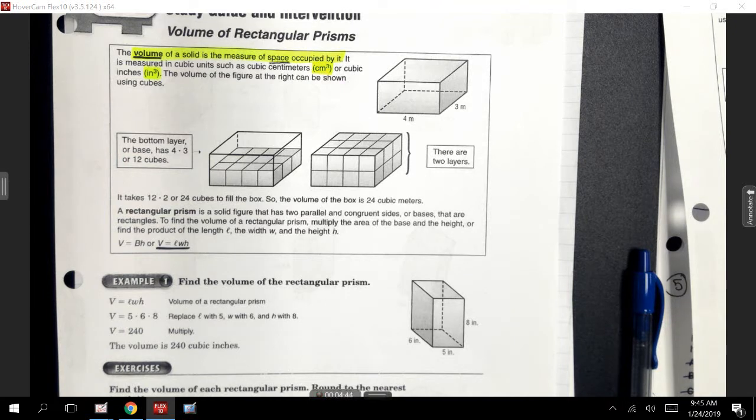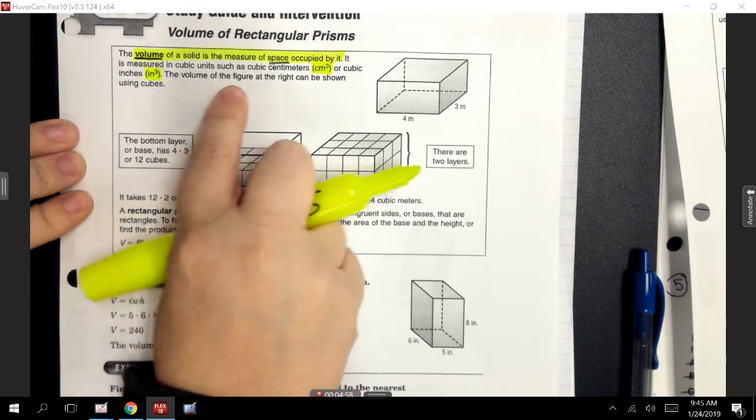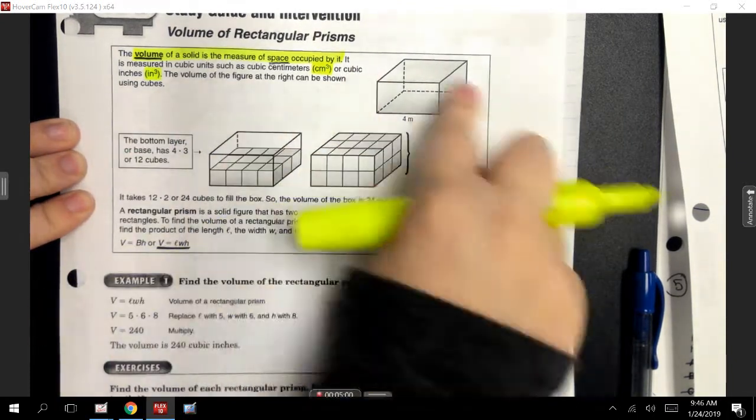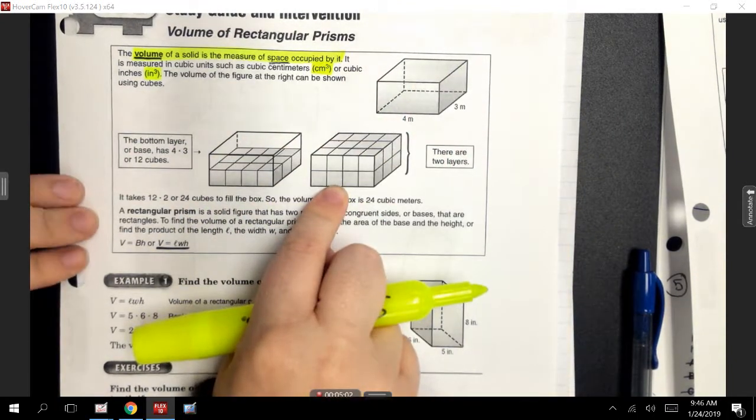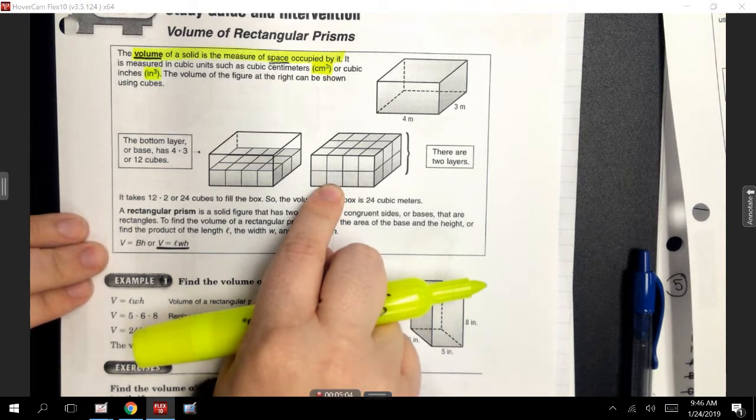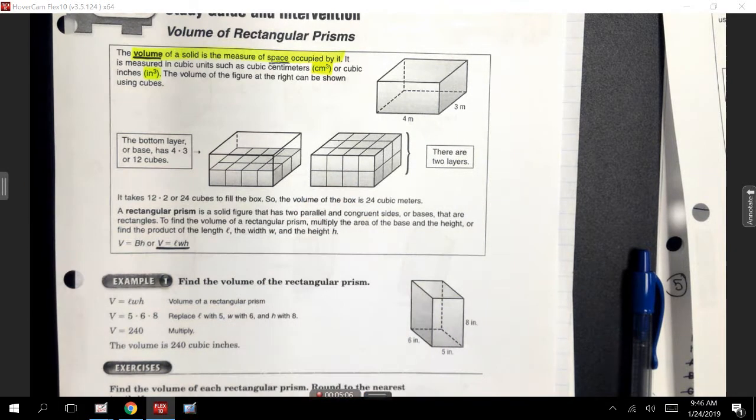Three-dimensional, like volume. So those measurements match my formula. The measurements match what we're talking about. I couldn't get the special word out, okay? Volume of the figure to the right can be shown using cubes, which is why we say cube, because you have to have an entire cube in there, not just a flat square.